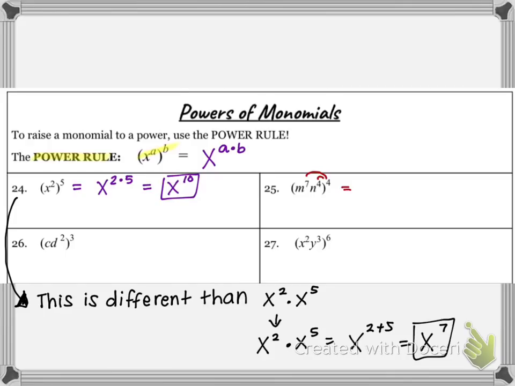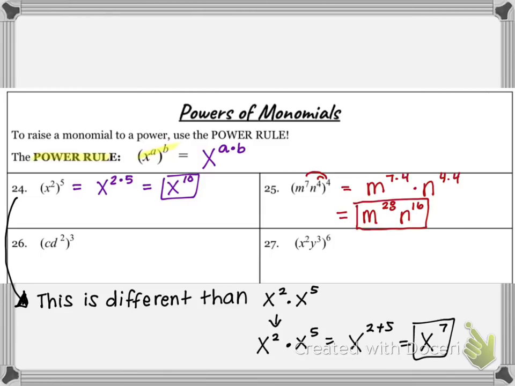Okay, now we're going to do 25. So m to the 7th times n to the 4th, raised to the 4th power. Do you see how this 4th power is out here? We're going to multiply. So it's m to the 7th times 4. And then we have n to the 4th times 4. Well, what's 7 times 4? 7 times 4 is 28. So we have m to the 28th. And 4 times 4 is 16. So n to the 16th. And that's our answer.